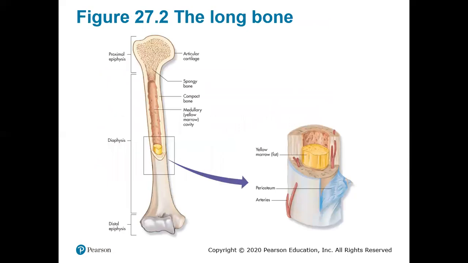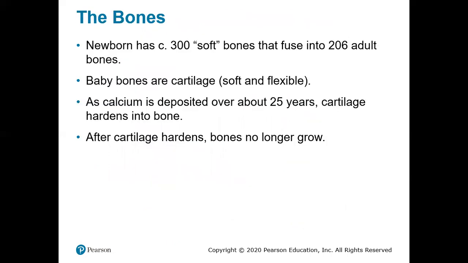Figure 27.2, the long bone, can be found on textbook page 419. The bones section starts at the bottom right corner of page 418 and very quickly moves over to page 419. A newborn has 300 soft bones that fuse into 206 adult bones. Baby bones are cartilage, which means that they are soft and flexible. As calcium is deposited over about 25 years, cartilage hardens into bone. After cartilage hardens, bones can no longer grow.